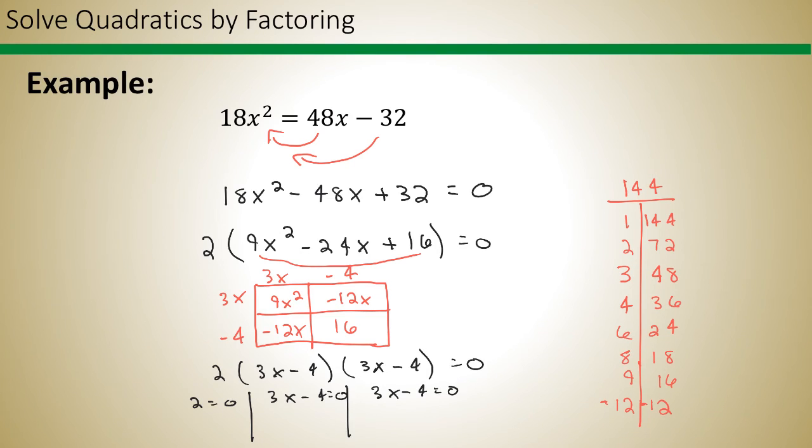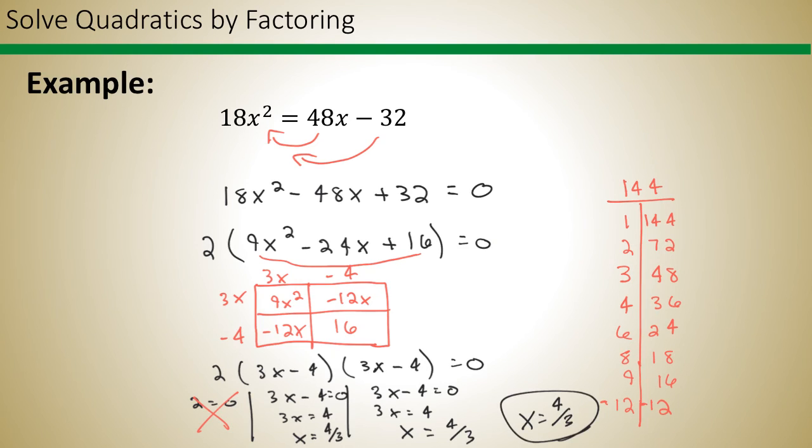Okay, so this first one, that doesn't give me anything because there's not an x, so that's not a solution. The second one, we're going to add 4 to both sides, so that's 3x is 4, and then divide by 3, and I get x is 4/3. Same thing here, 3x is 4, and then x is 4/3. So we really only have one solution, that's x is 4/3.